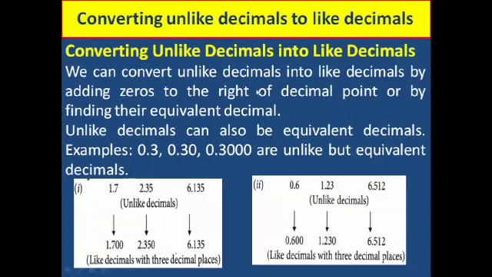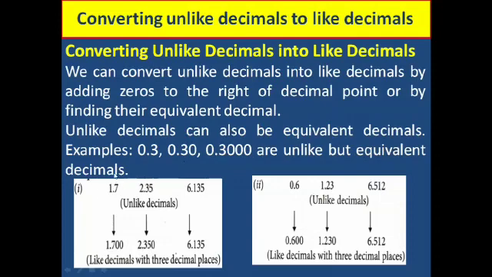Now let's understand how we can convert unlike decimals to like decimals. Look here. We can convert unlike decimals into like decimals by adding zeros to the right of the decimal point or by finding their equivalent decimals. Unlike decimals can also be equivalent decimals. For example, 0.3, 0.30, 0.3000 are unlike but equivalent decimals.